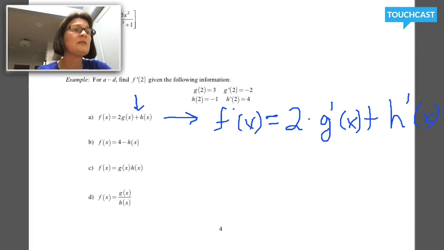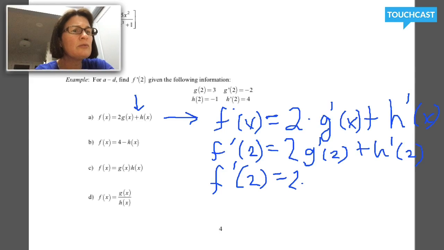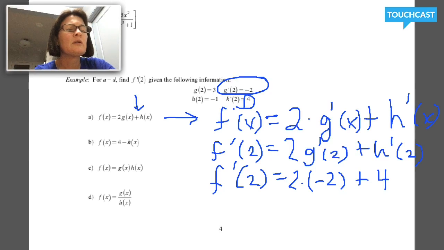Now, when it's time to find f prime of 2, I do that by replacing all of these x's with 2's. But now look what I can do. I have expressions, I have values for these expressions. 2 times g prime of 2, I've been told is -2. H prime of 2, I've been told is 4. So I'm going to be able to simplify: f prime of 2 is -4 plus 4, which is 0.